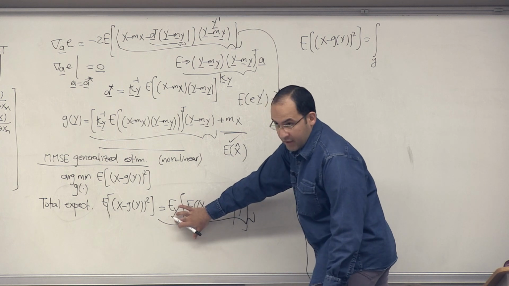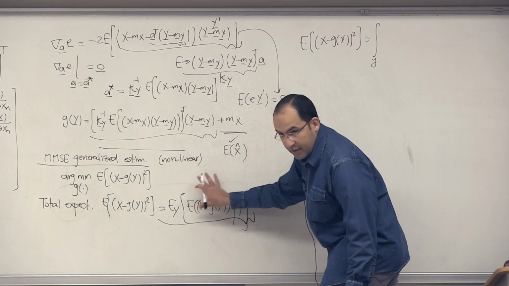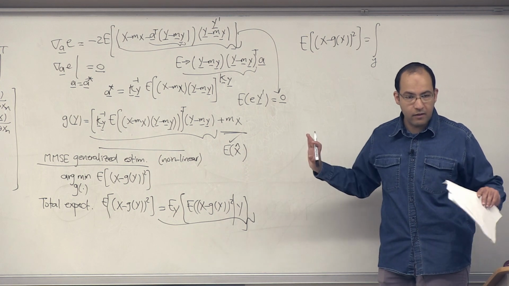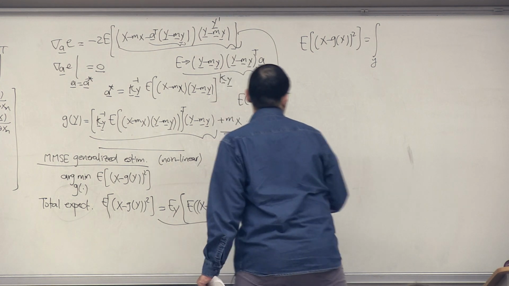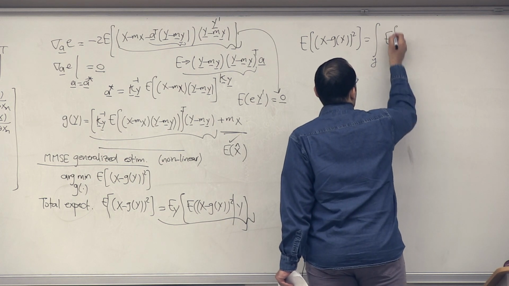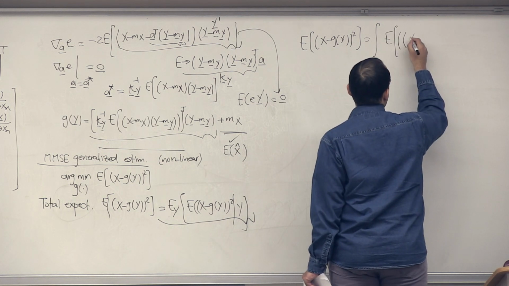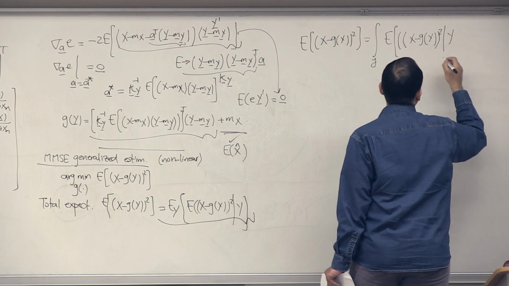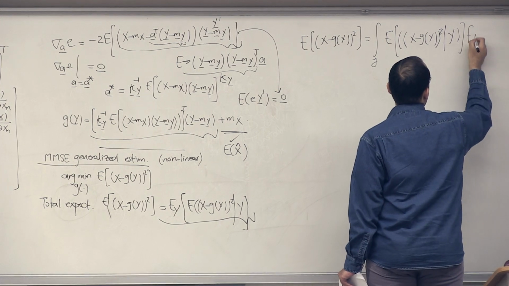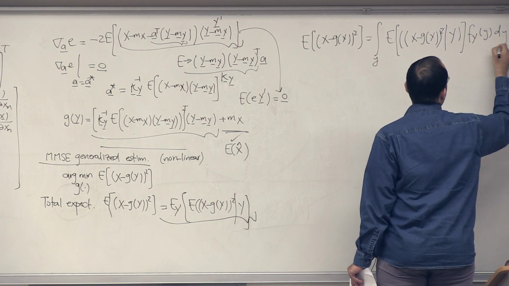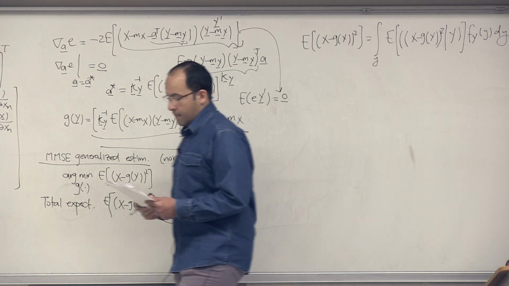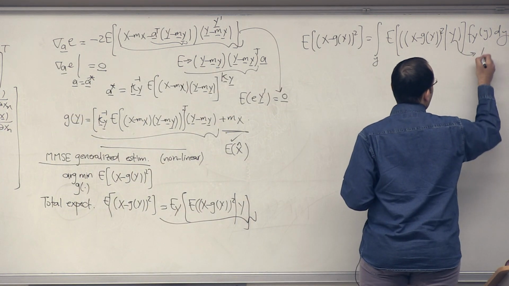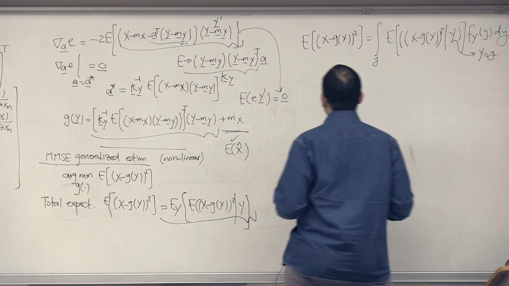So we want expectation over y. So it's whatever inside times f_y of y, right? Just functions of random variable, direct substitution. So this thing, the expected value of x minus g of y squared given y, f_y of y dy. Right? Here y is a specific value. Y equals small y. All right.